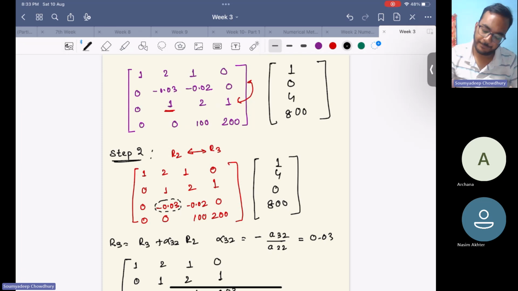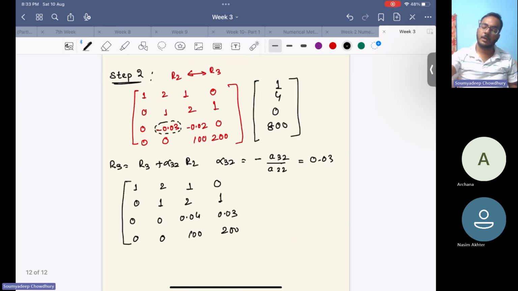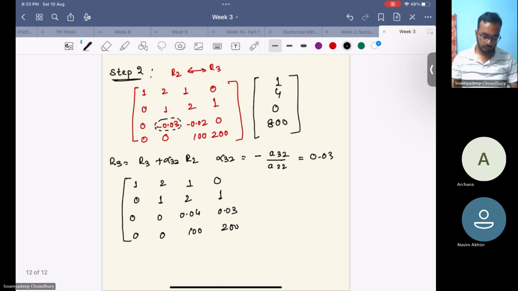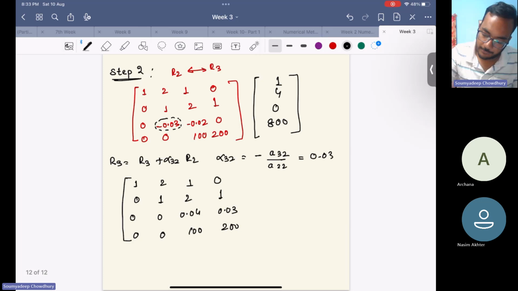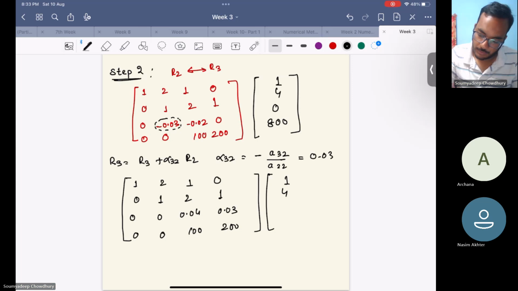Is it clear till this step? Any doubt? Yeah, it's clear. Okay. So 1 4 0 800 we have. So it is 140 plus 0.03 into 40, 0.12, 800.